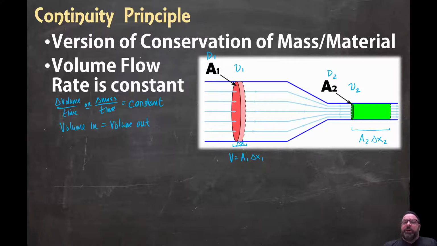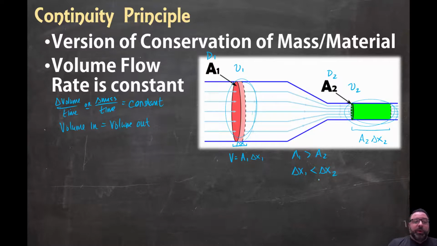We can already see, if you want this cylinder to have the same volume as this cylinder, since cylinder 1 has a bigger area, it's going to have a smaller height. So we can say that if area 1 is greater than area 2, that means delta X1 is going to be less than delta X2. And also I can write the volume that way.